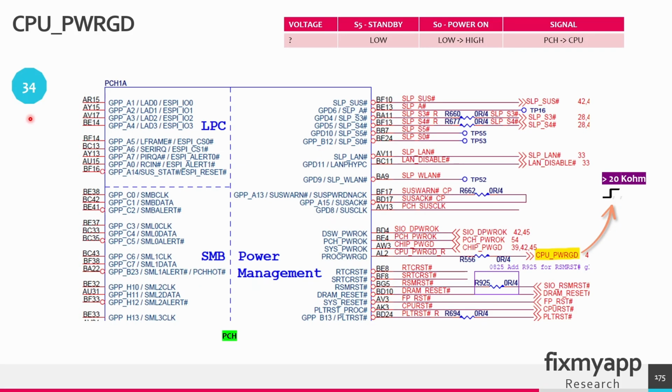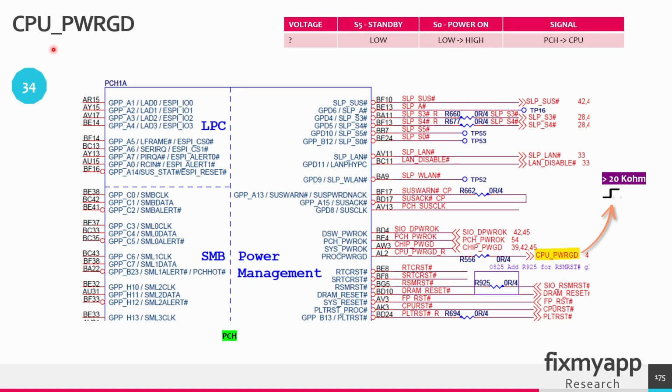In power sequence 34, we have to create the CPU power good signal. It goes from low in the power on state to high, and it will go from the PCH to the CPU. This is the PCH and it will send a CPU power good signal to the CPU. And the output resistance of the CPU power good signal is higher than 20 kilo ohms.